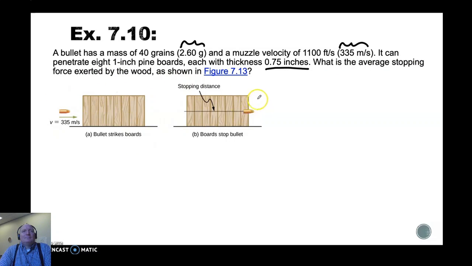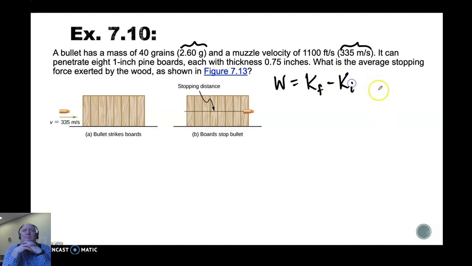Okay, so we need to determine the stopping force exerted by the wood. So this is going to come back to our frictional force. The first step is going to be to use our knowledge of the work-energy theorem, which we just defined as our work is equal to K at point B, our final, minus our K at point A, which would be our initial.